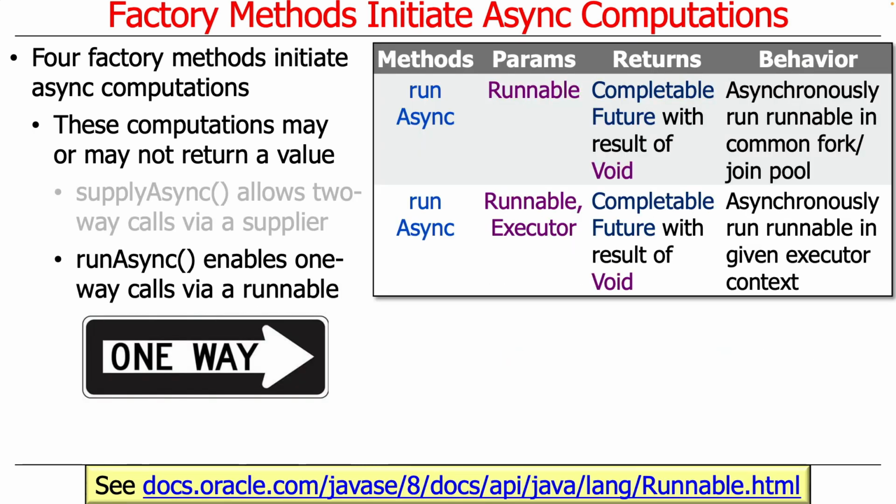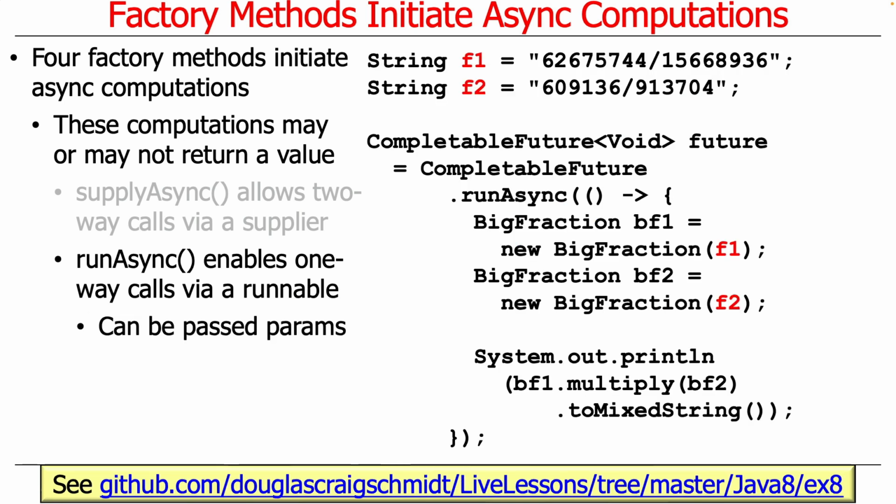runAsync, similar idea, except it's a 1-way operation, realistically. It takes a runnable, not a supplier, because that doesn't return a value, and it will return a completable future with no result, but you can still join it if you want. So you can wait for the computation to finish asynchronously, but you will not get a result. And by default, it runs in the common fork join pool. There's also a version where you can pass in an executor, just like you do with supplyAsync.